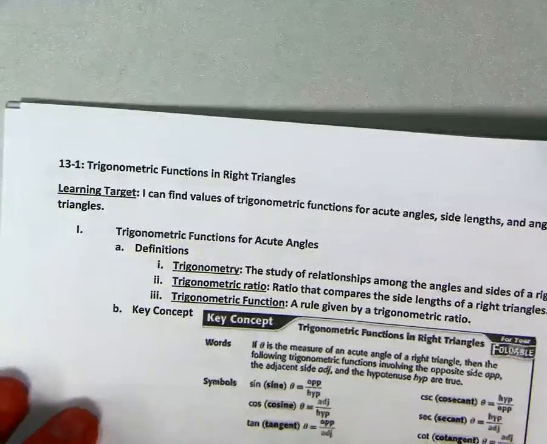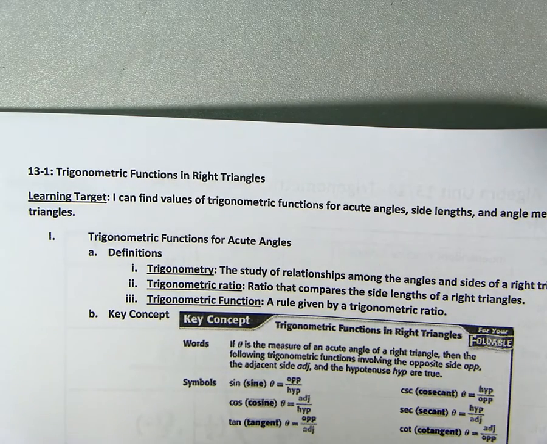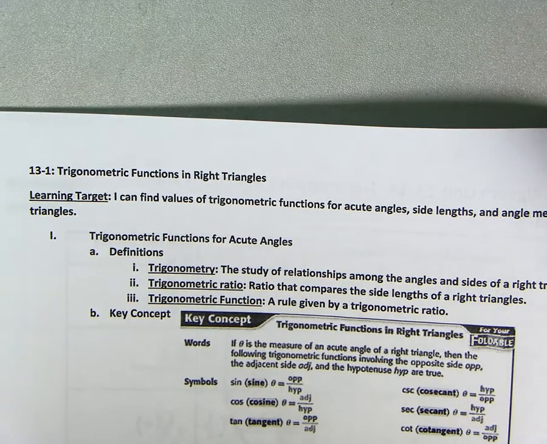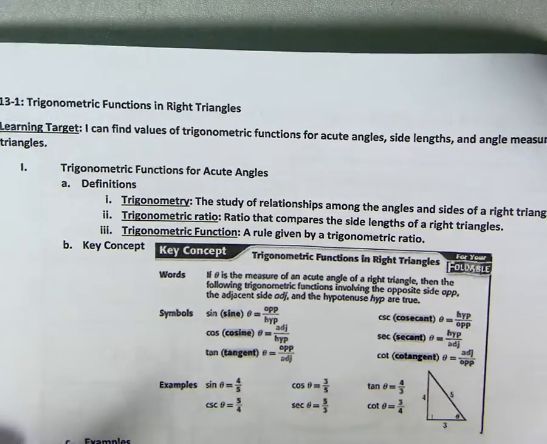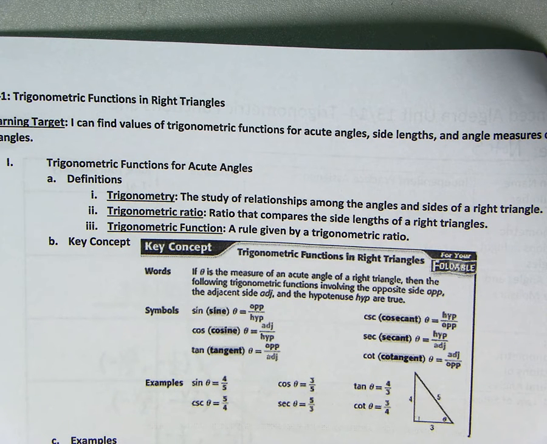But opening up, so I learned I can find the values of trigonometric functions for acute angles, side lengths, and angle measures for right triangles. So trigonometry, like you did last year, is the study of relationships between the angles and sides of right triangles, and they're used a lot in construction, engineering. If there's one thing in math that you're going to be using, it's trig, if you're going on to heavy amounts of math for work.